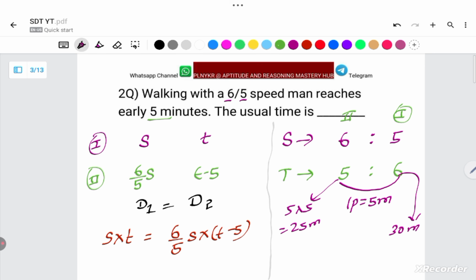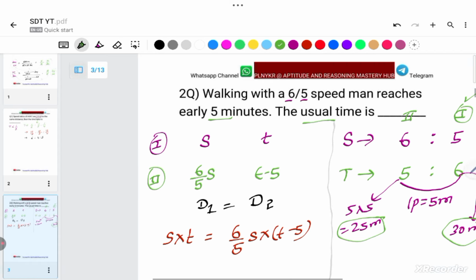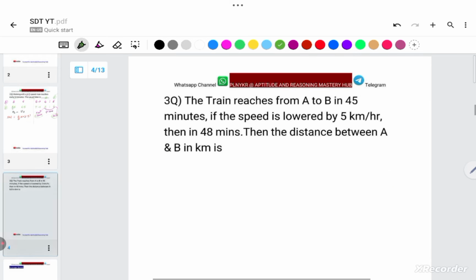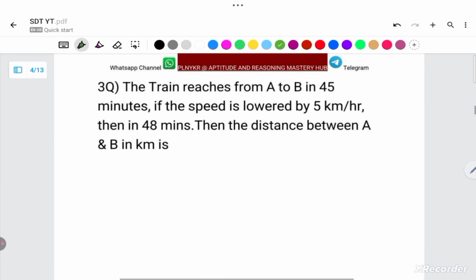The question is clearly asking for the actual time, meaning the first case, that is 30 minutes. In the second case, it was 25 minutes. So that's why he is reaching 5 minutes early. Let me know if you have any queries in the comment box. Moving to the next question.